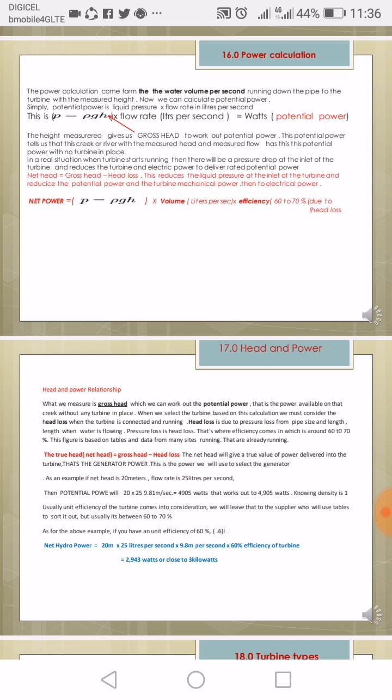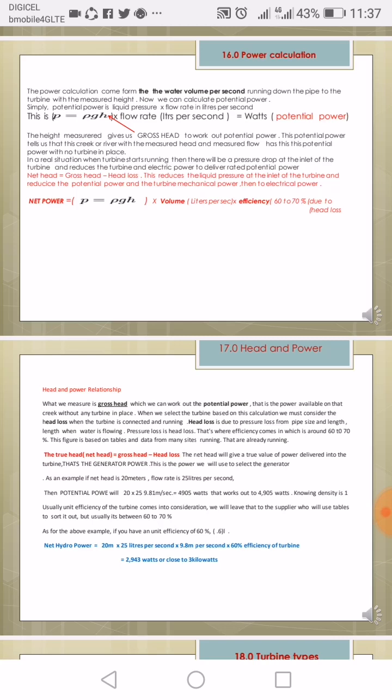In a real situation, once the turbine starts, there will be a pressure drop at the inlet of the turbine. Pressure loss is due to the pipe here: water flows through the pipe and creates resistance. That resistance to flow creates a loss in head pressure. It also reduces the efficiency of the turbine, reducing the power to the alternator. So net power is potential power minus the loss. Normally manufacturers, from many experiments, work with a head loss between 60 to 70%, so you can plug in 60% or 70% to work it out. Net power equals liquid pressure times volume in liters per second.